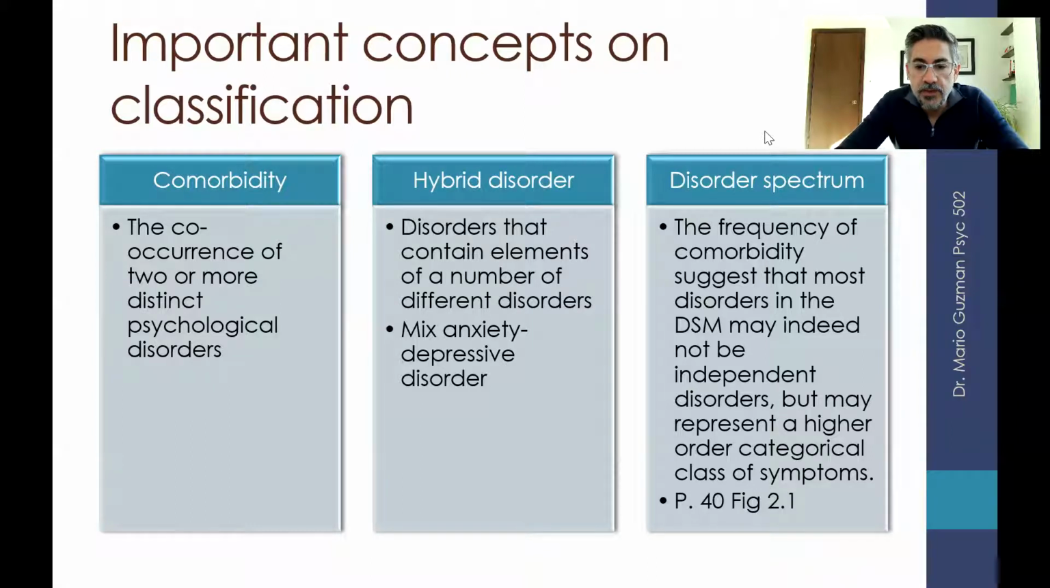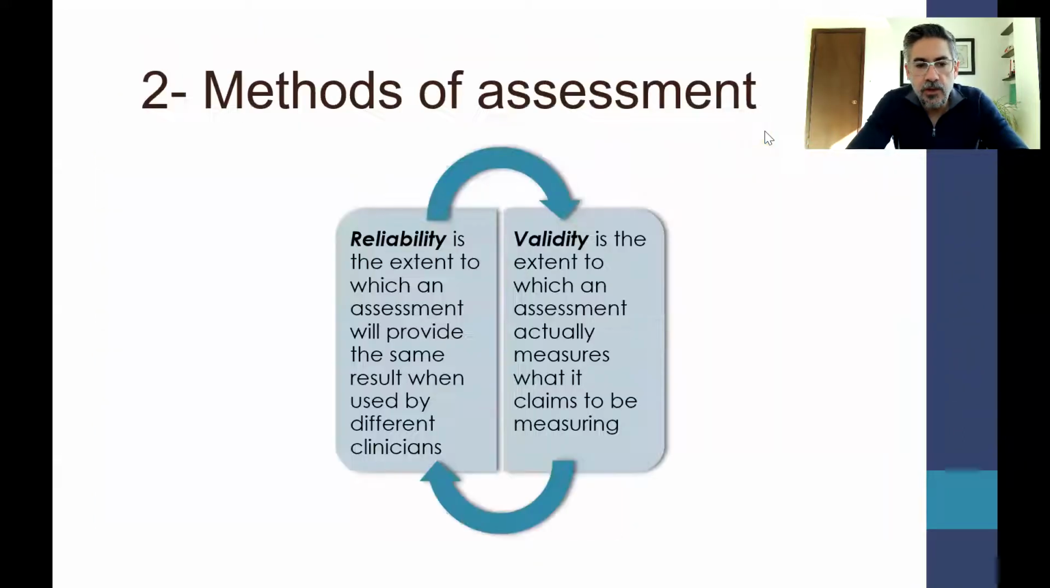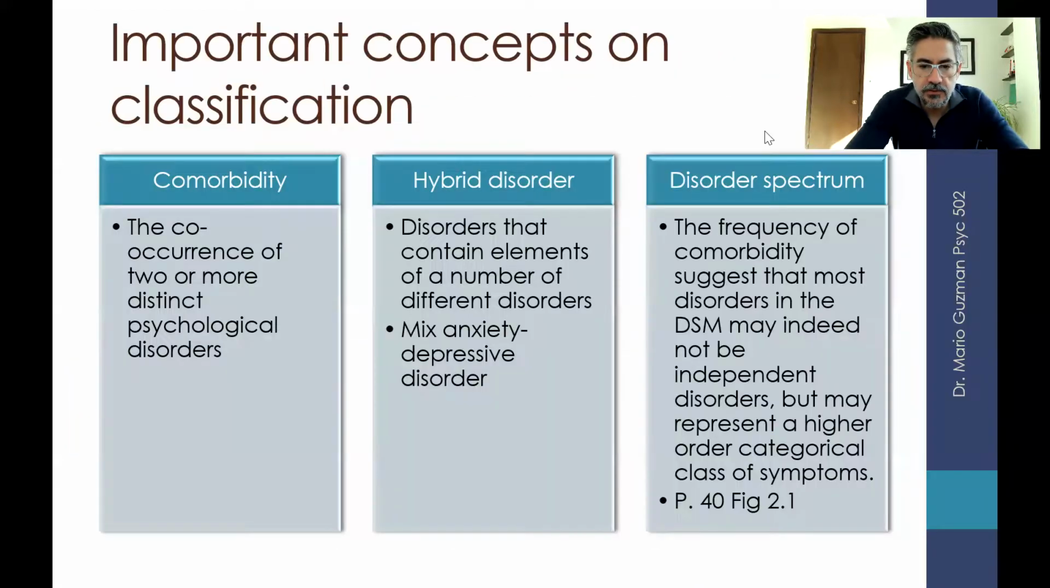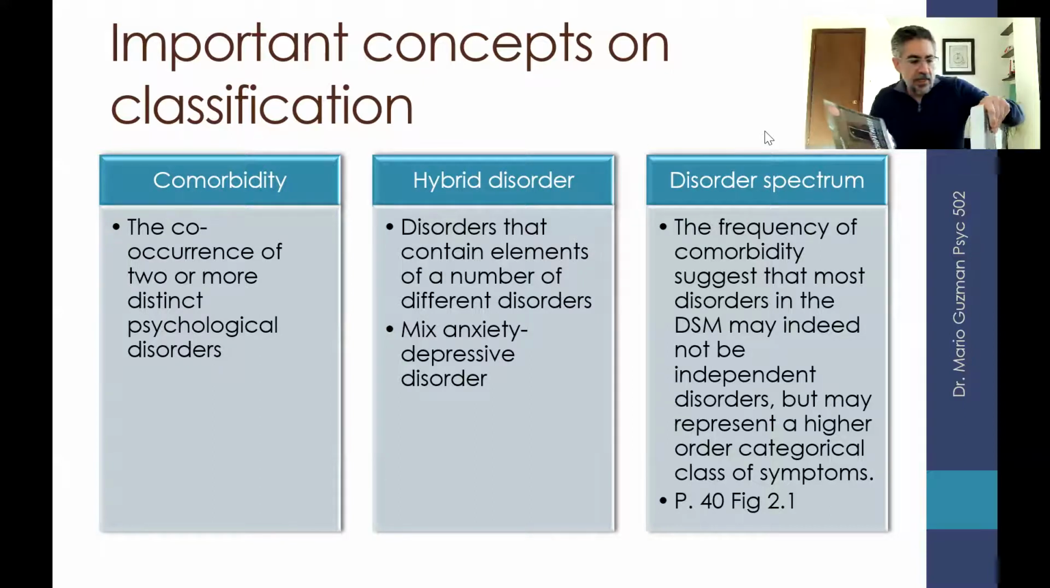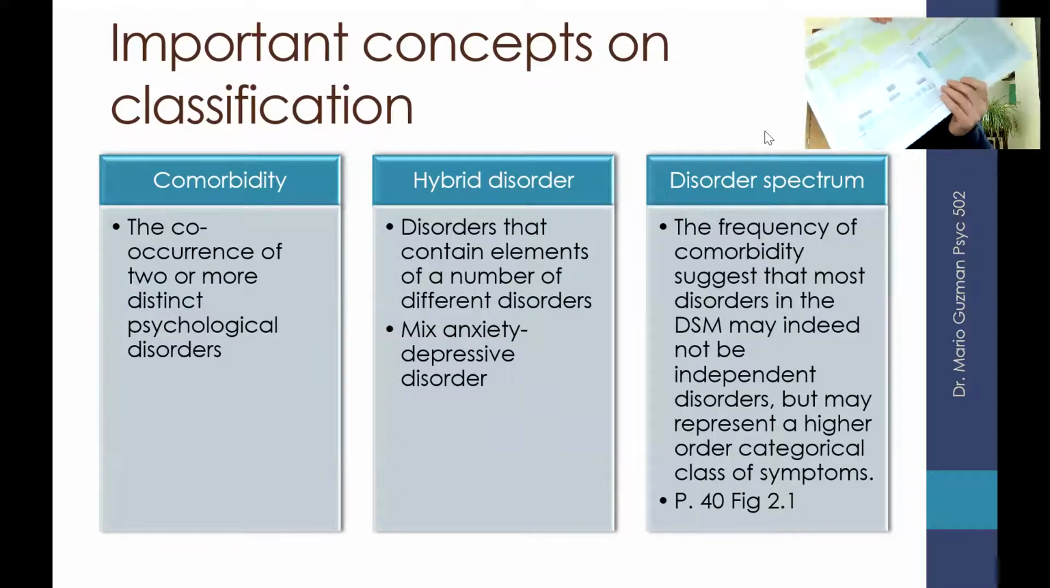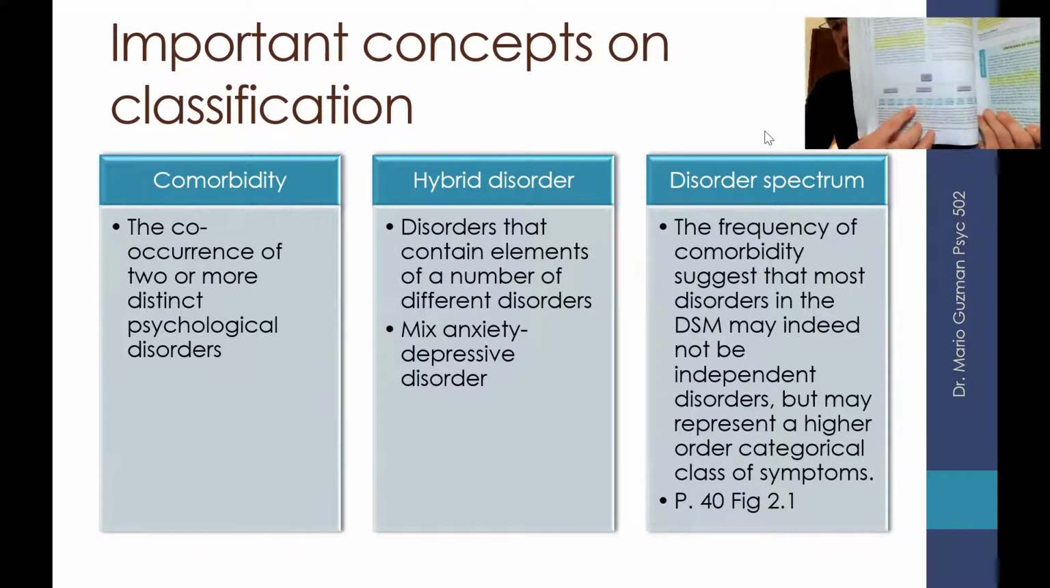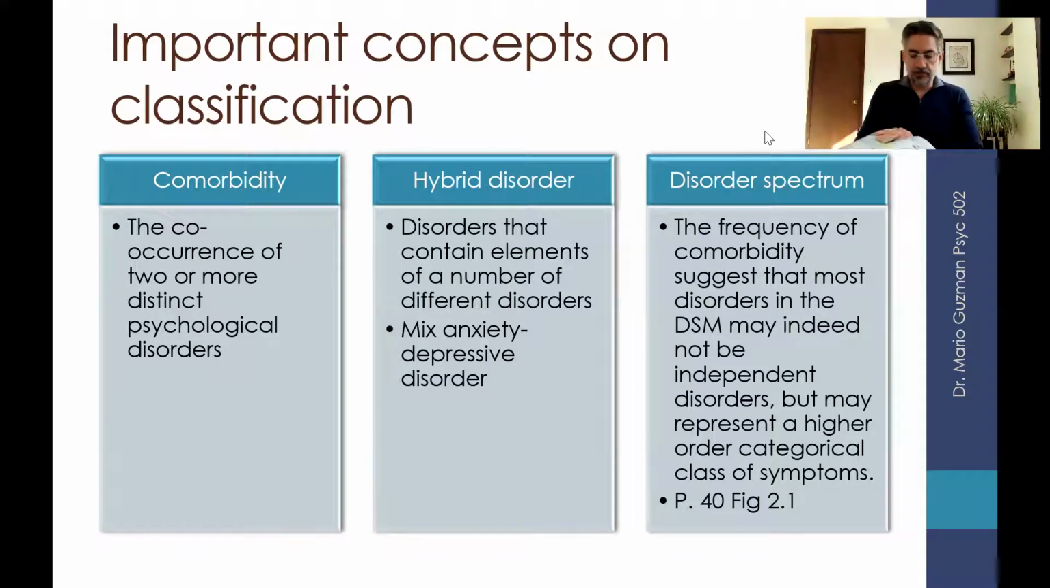The frequency of comorbidity suggests that most disorders in the DSM may indeed not be independent disorders, but may represent a higher order categorical class of symptoms. And I want to show you, let me see if it's going to be a good idea to show you from the book. It is unfortunate that you don't have the book, guys, because as I said to you before, it's a really good book. And you can see maybe here, this image, what they are doing. I'm going to tell you what they are doing.